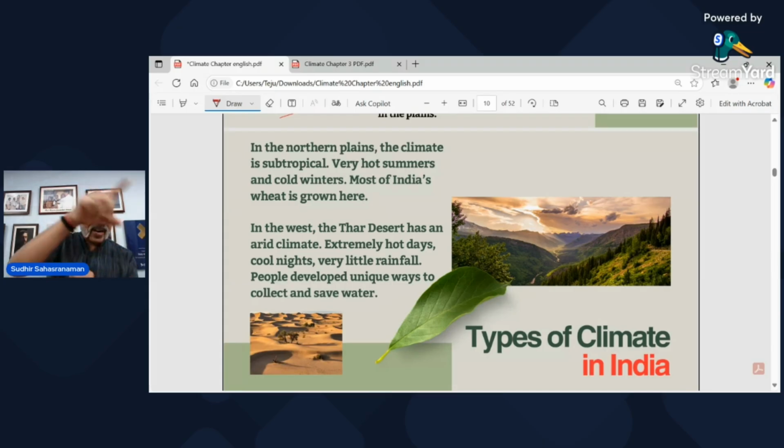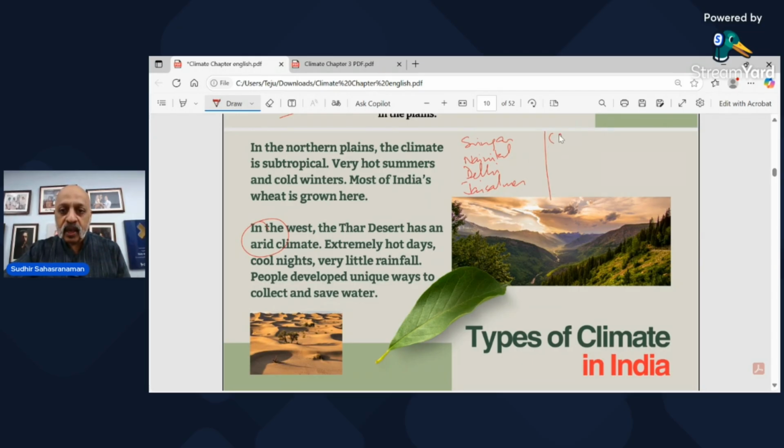In the western part, that is Rajasthan and some parts of Haryana, but mainly Rajasthan, the Thar desert has what is called an arid climate. I am again telling you, you may get a match the following. So you may get places like, let's say, Srinagar, Nainital, Delhi, and Jaisalmer. These are the four, and then you will have the match the following.